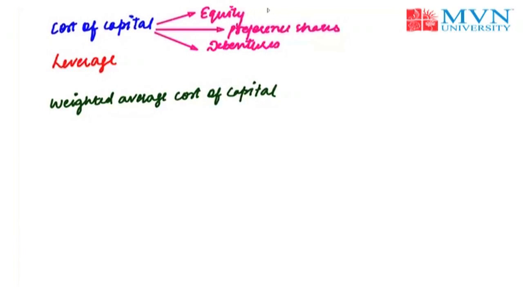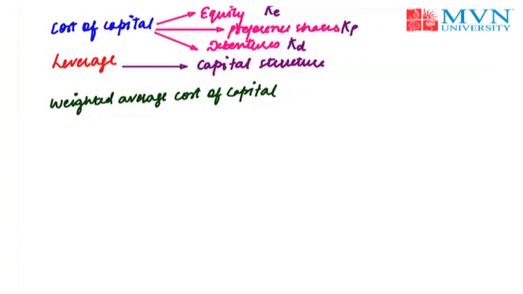The cost of equity may be denoted as this symbol. The cost of preference shares may be denoted as this symbol, and the cost of debentures may be denoted as this symbol. The term leverage is nothing but the capital structure of a firm. The use of debt with the equities leads to financial leverage. Whenever we mix more and more debt with the equities, we are going to increase the financial leverage in the capital structure of a firm.